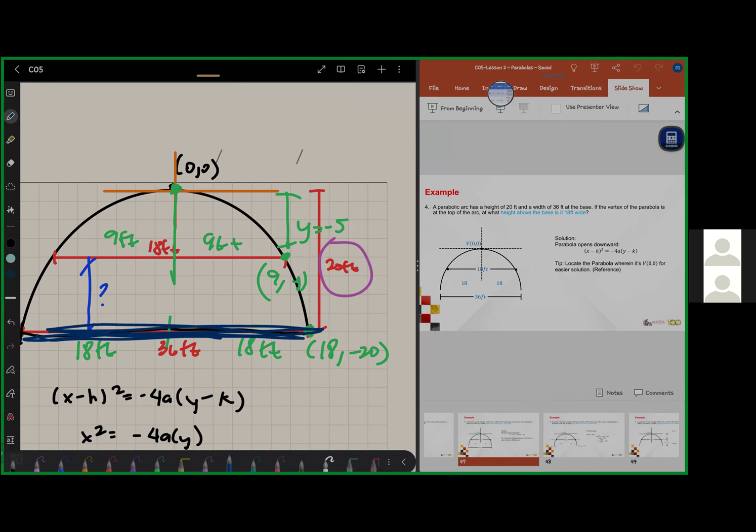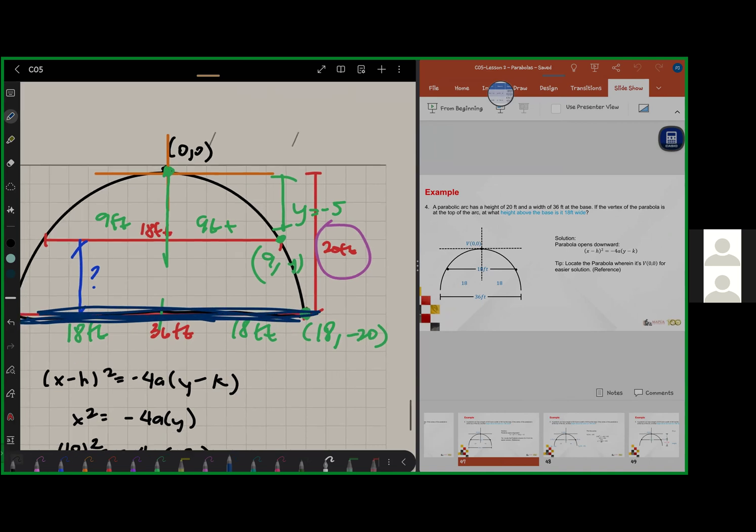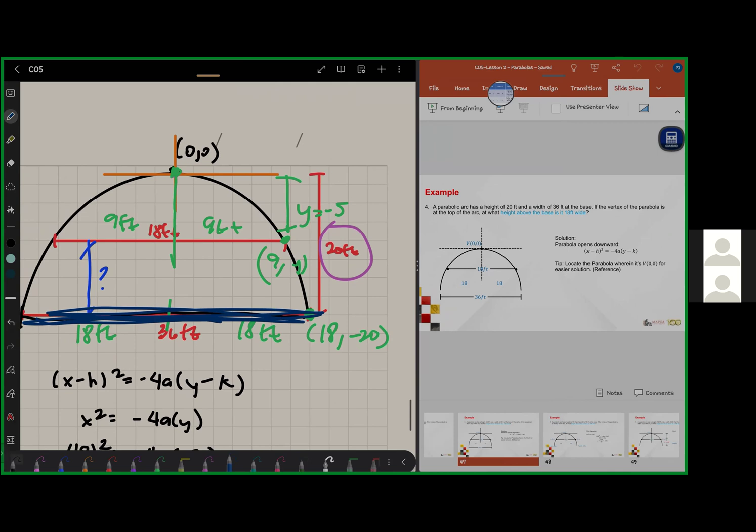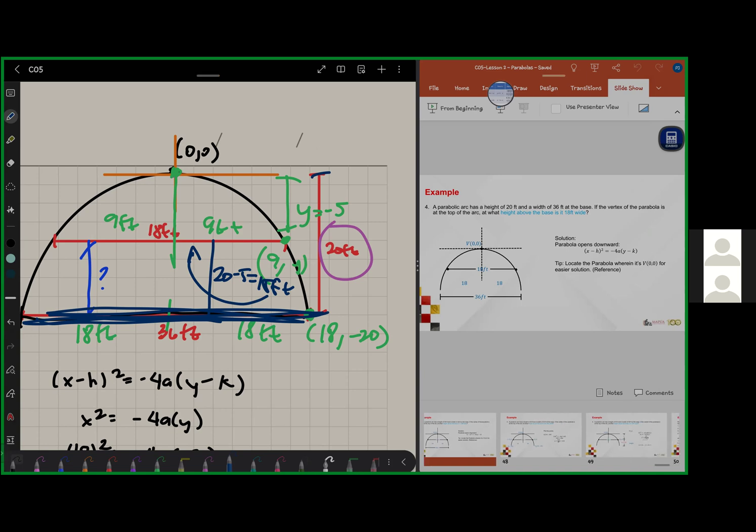So therefore, to find the height of this, we know that the total height is 20. So solving for this, we get 20 minus 5. So therefore, this is at 15 feet. It is 18 foot wide at 15 feet height from the base. I hope you get the logic behind it. Since this is the vertex, we're solving it from this point. So we got this y is equal to negative 5 from this point, not from the base.